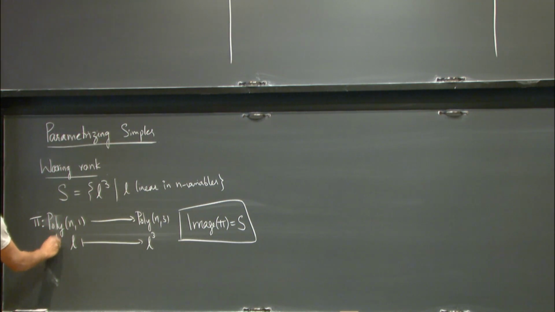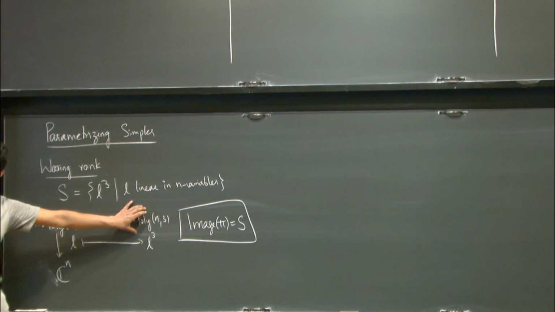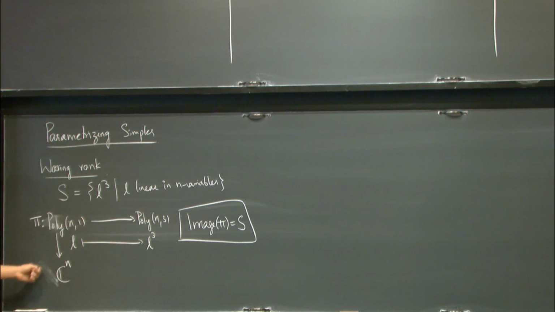And then I want you to notice that this guy is a vector space of dimension n, right? Linear forms in n variables is a vector space of dimension n. So what I've done is I've taken the set of simples in there and I've parameterized it with a vector space. So I've parameterized it with n variables. Yeah, it's good. And that's the n that shows up here.